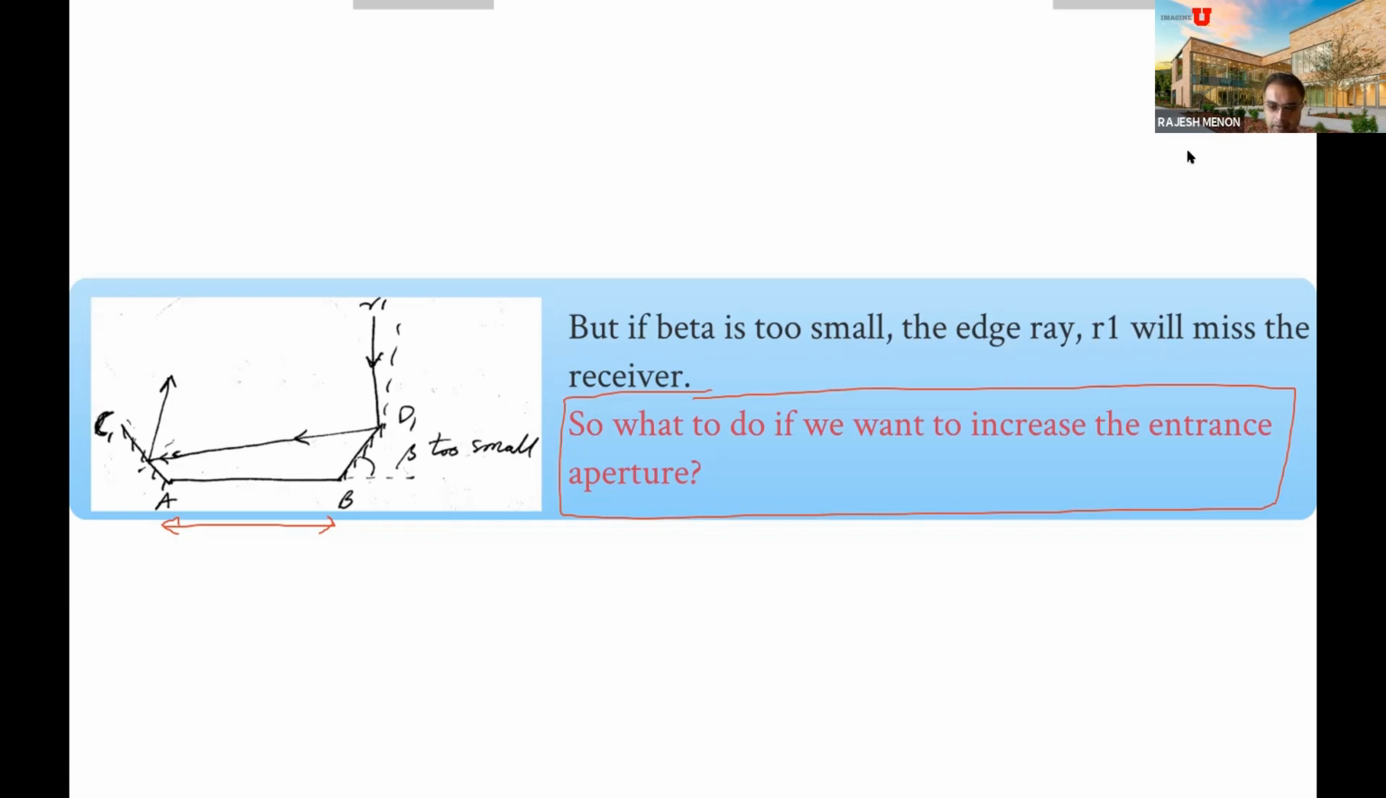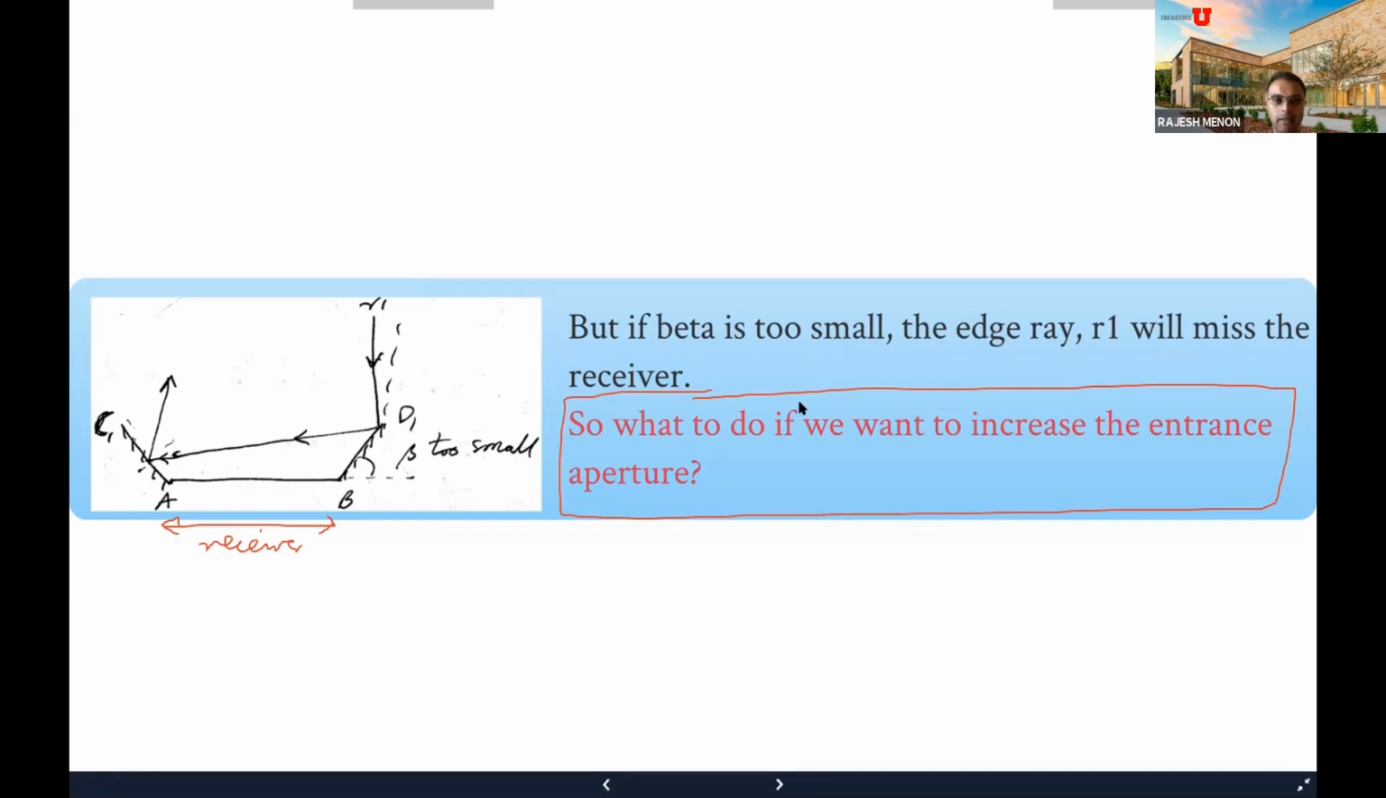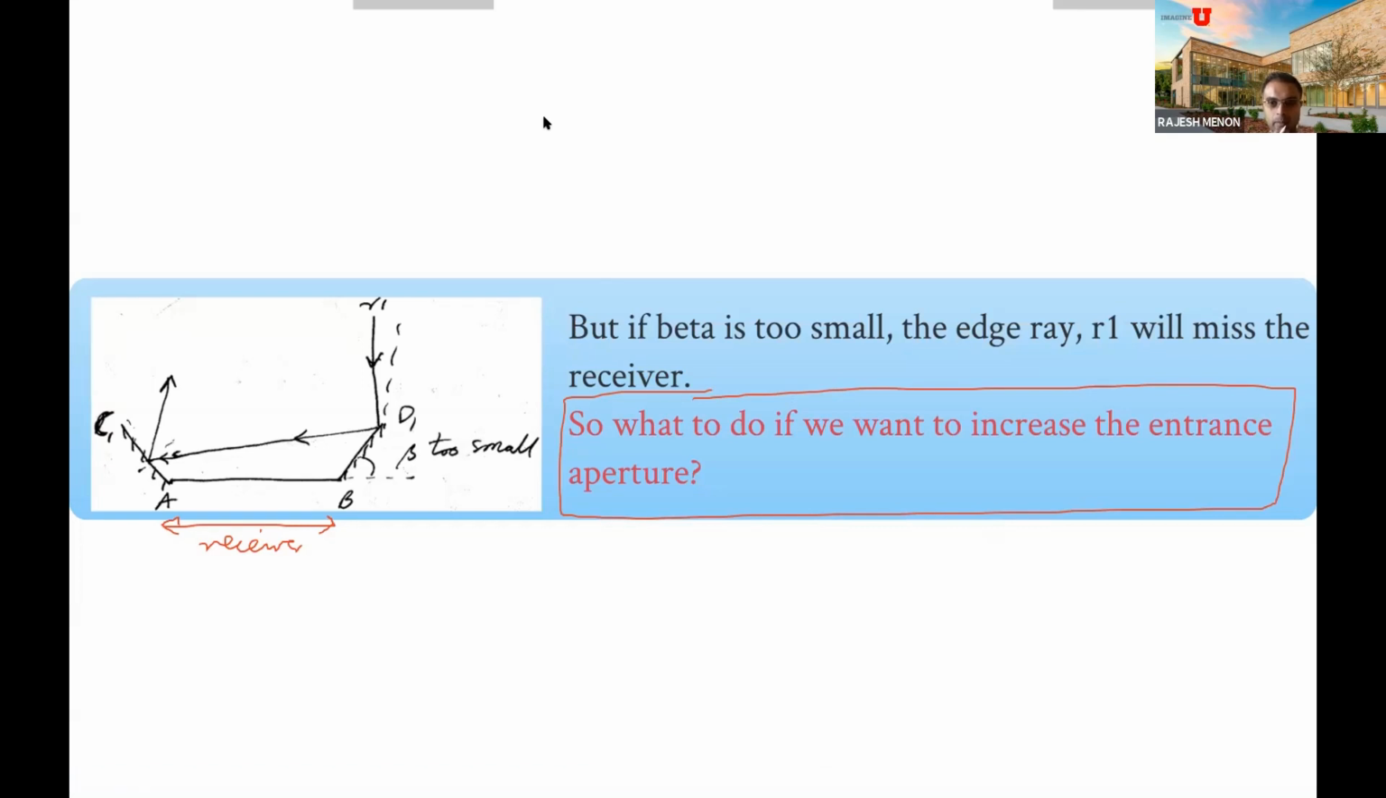Jared, let me see, what did you say? You said we can increase the distance from A to B. So, oh yeah, Jared suggested increasing the size of the receiver. Now the receiver is fixed, so let's imagine that's our constraint. That's our solar cell. We can't change it. So what else can we do? We want to increase the collection area where the light's coming in. Any other suggestions?